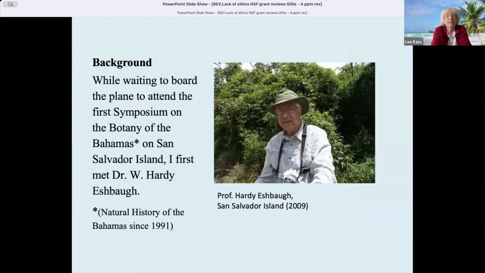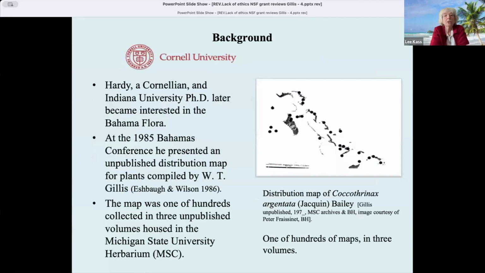In 1985, while I was waiting to board the plane to attend the first symposium on the botany of the Bahamas on San Salvador Island, which is currently called the Natural History of the Bahamas, I met Dr. Hardy Eshbaugh. And here's a picture of Hardy on the right that I took many years later. So who was this guy and why is he so important to my story? Hardy was a Cornellian and an Indiana University PhD who later became interested in the Bahama flora.